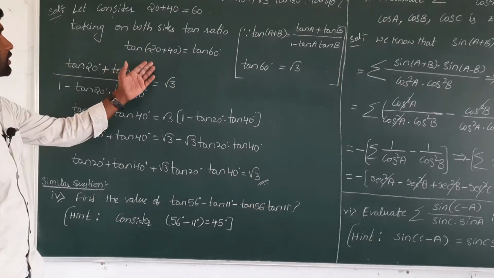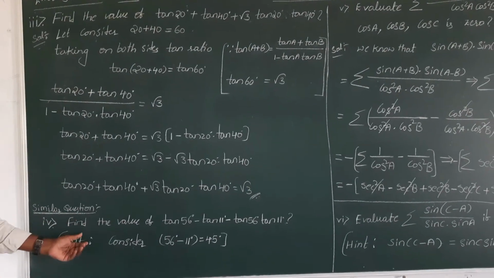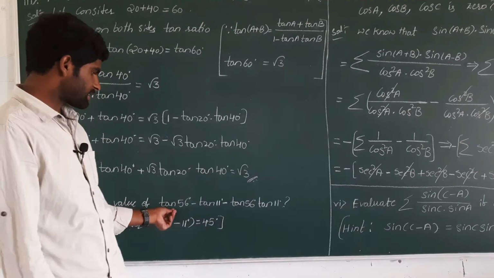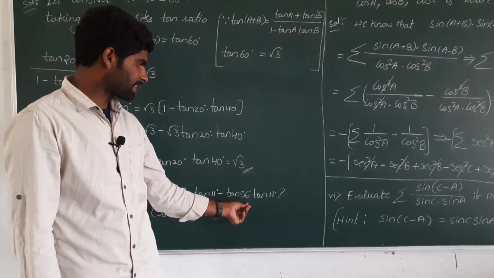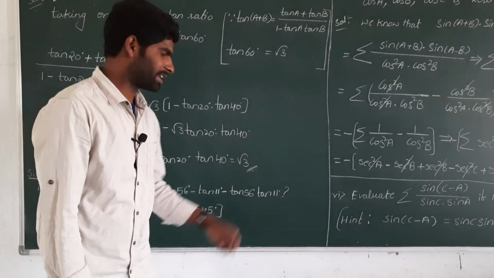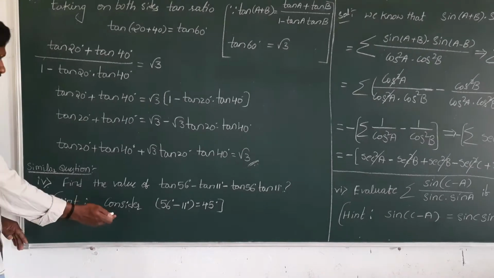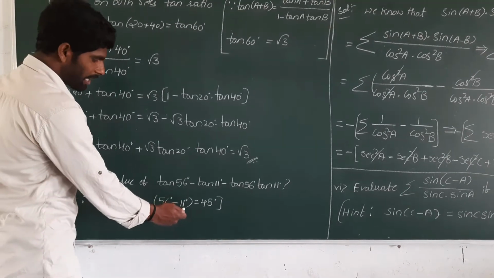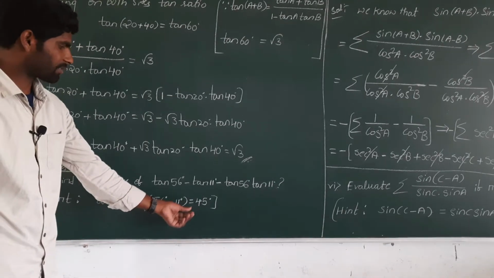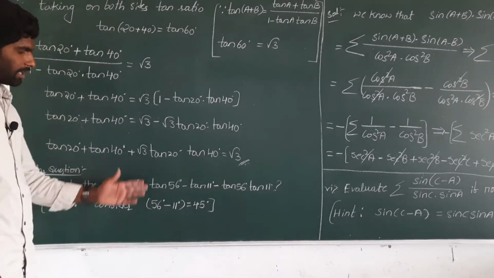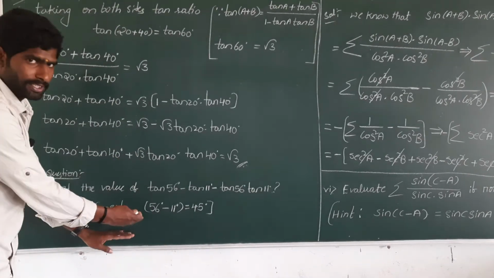This is question number 3. Similarly, question number 4: find the value of tan 56 degrees minus tan 11 degrees minus tan 56 degrees into tan 11 degrees. Here the hint is to consider 56 degrees minus 11 degrees equals 45 degrees. Following this hint and these steps, you can get the answer for this question.